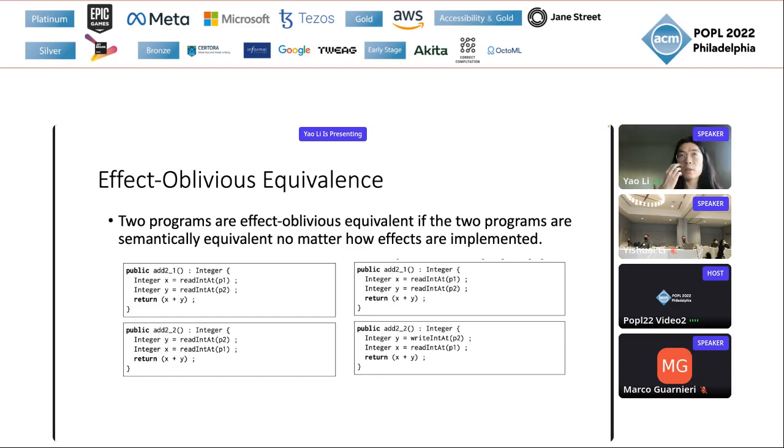Under this notion, we look at the two programs on the left. These are the two programs I showed initially in the motivating example. These two programs are equivalent under certain effect contexts. However, the two programs on the right-hand side are not effect-oblivious equivalent, because especially in the add-to-2 program, we have a ret effect here. So we know nothing about how effects are implemented, but we will try to distinguish different effects. That's one important thing about effect-oblivious equivalence: we are treating them abstractly, but we are not totally ignoring them.